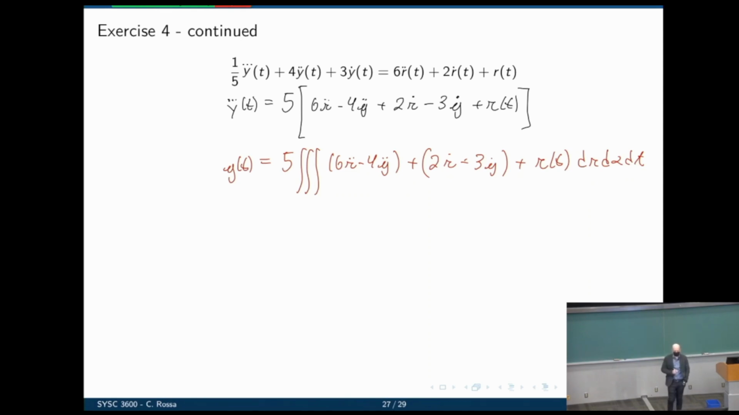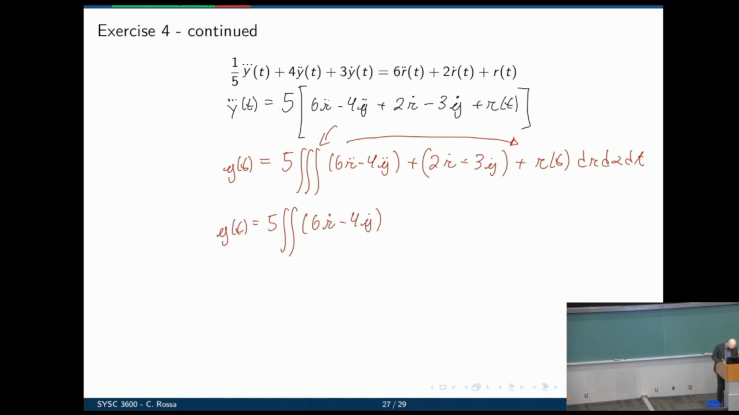Now what do we do? Now we can start to move these integrations over to get rid of the derivative. So let's start by sliding this integral all the way to r of t. And as we do that, we are passing over the first 2 terms. They are being integrated once. So we now have 6r dot minus 4y dot plus 2r minus 3y plus integral of r of t dr d alpha dt.